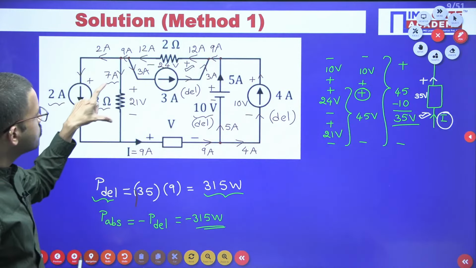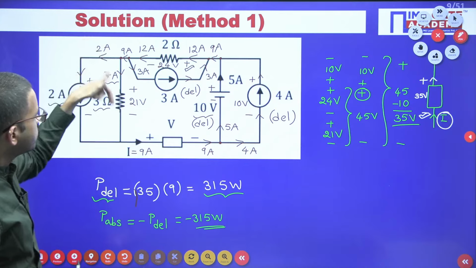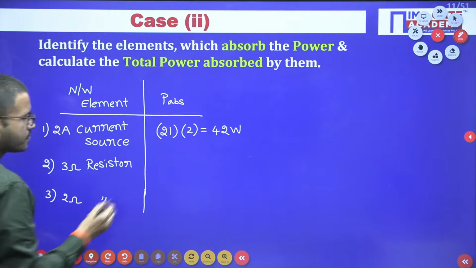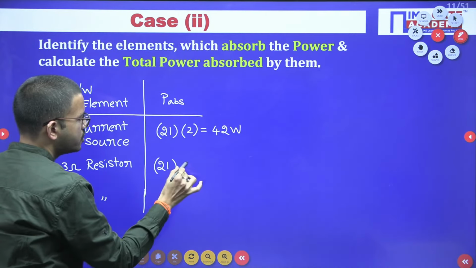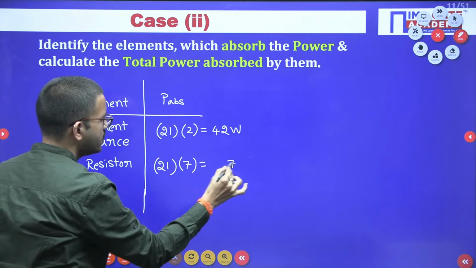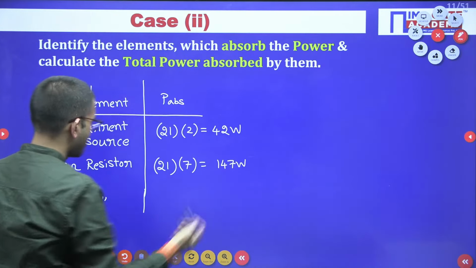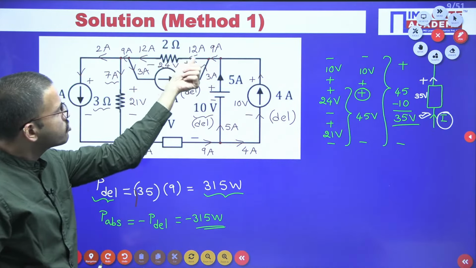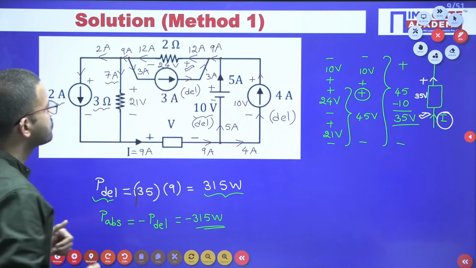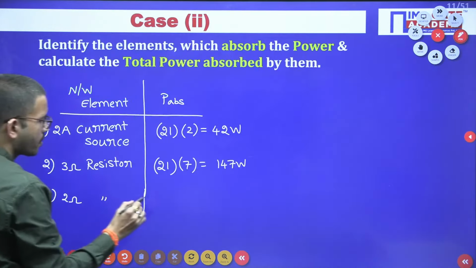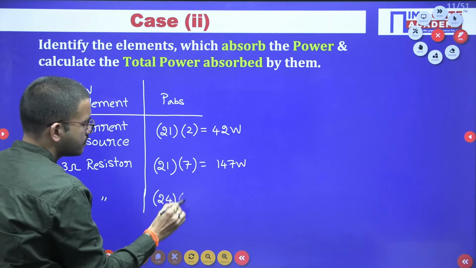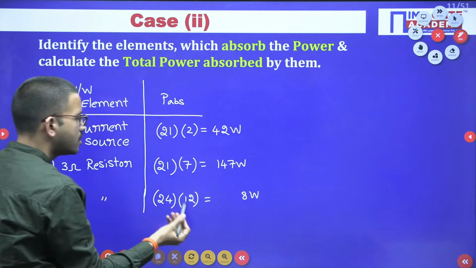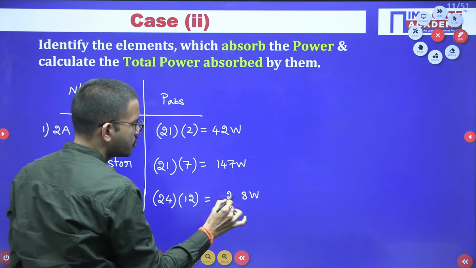So regarding the 3 ohm resistor, you are having voltage as 21 and current flowing is 7 ampere, right? Voltage into current, 21 into 7. So 7 1s are 7, 7 2s are 14, 147 watt. Similarly, regarding the 2 ohm resistor, the current flowing in this branch is 12 ampere and voltage is 24 volts. 24 into 12. So 12 4s are 48, then 12 2s are 24. You will get 248 watt.